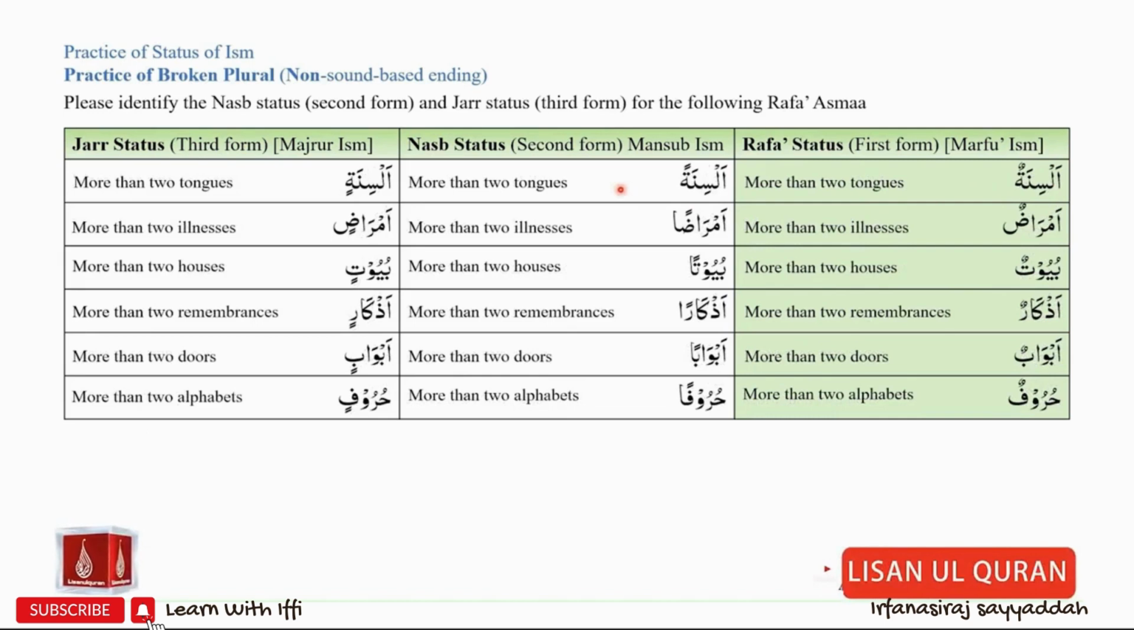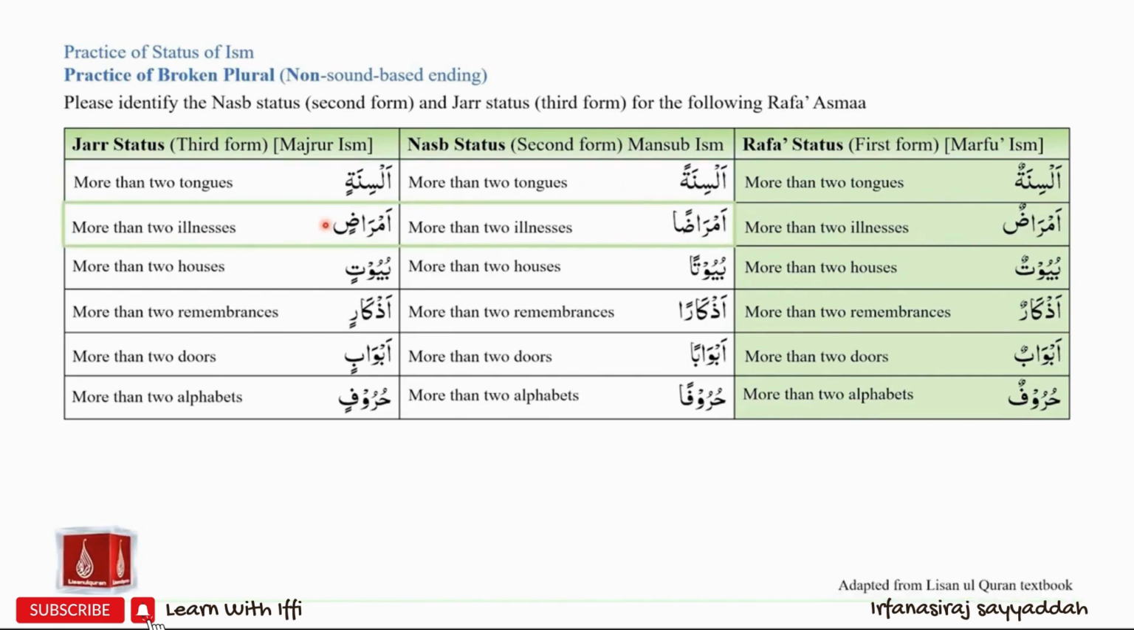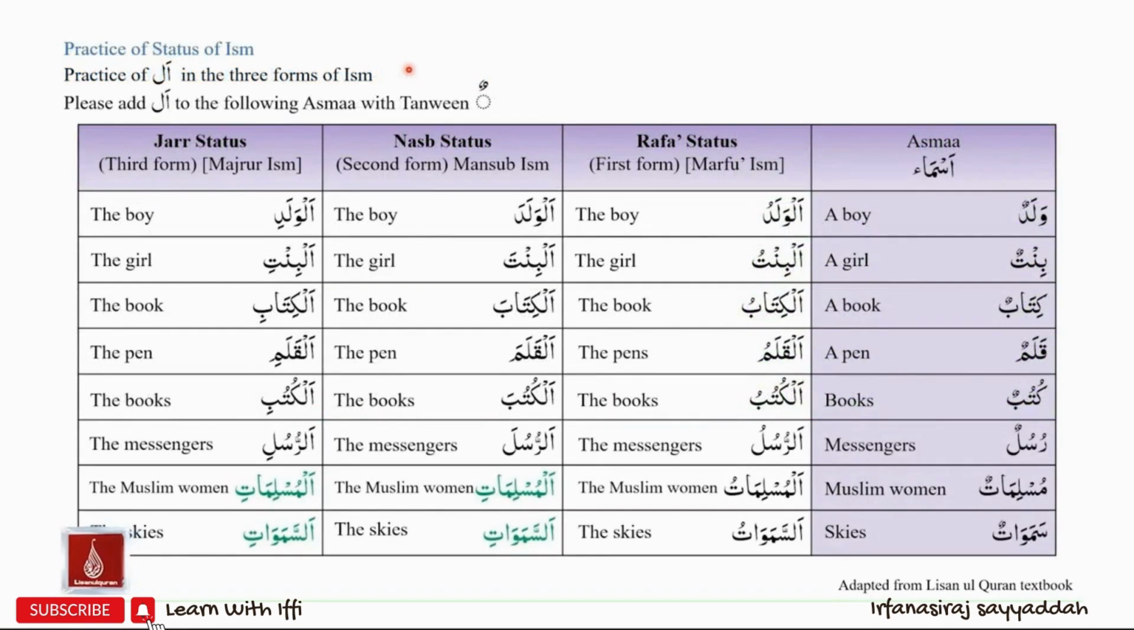Alsinatun, alsinatan, alsinatin. Amrazun, amrazan, amrazin. Buyutun, buyutan, buyutin. Azkarun, azkaran, azkarin. Abwabun, abwaban, abwabin. Hurufun, hurufan, hurufin.